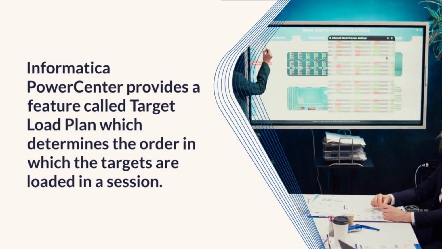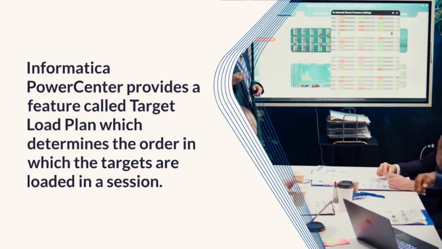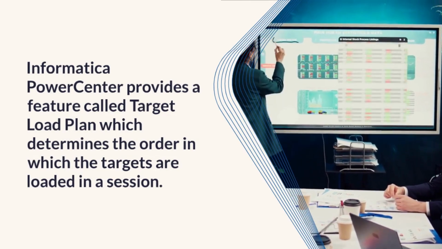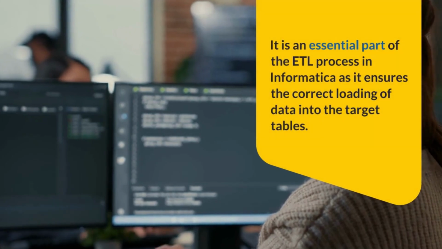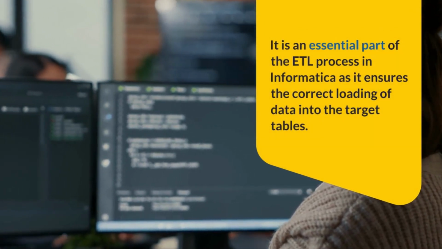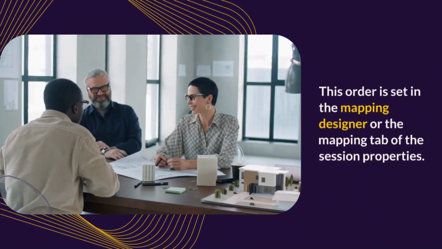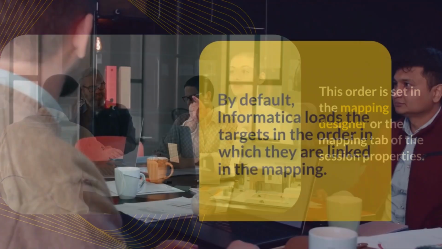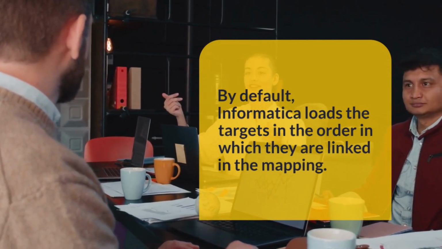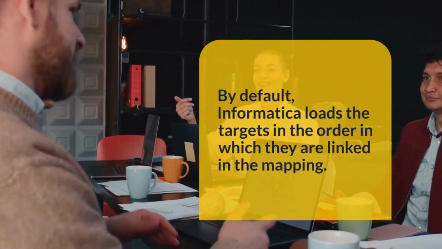7. What is the target load order in Informatica and how is it set? Informatica PowerCenter provides a feature called Target Load Plan, which determines the order in which the targets are loaded in a session. It is an essential part of the ETL process in Informatica as it ensures the correct loading of data into the target tables. This order is set in the Mapping Designer or the Mapping tab of the session properties. By default, Informatica loads the targets in the order in which they are linked in the mapping.